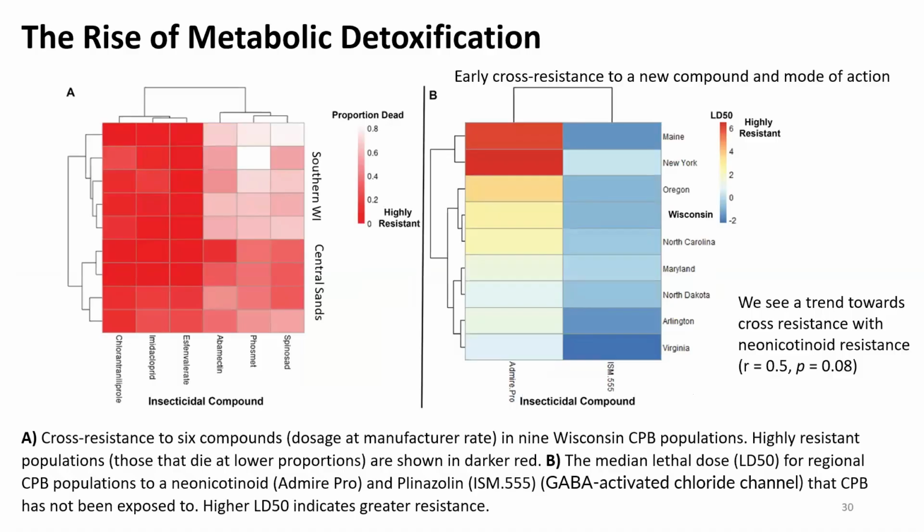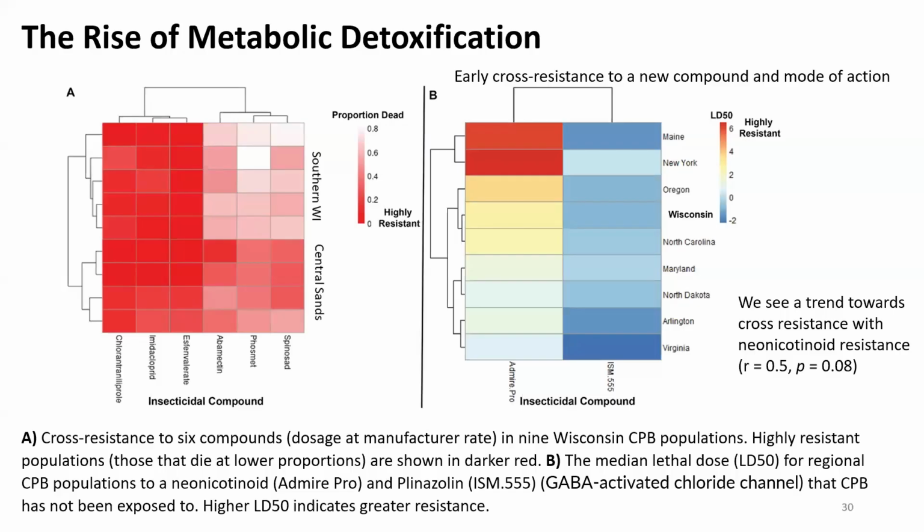And you can see the correlation in resistance. So red is highly resistant, and there are certain populations that are highly resistant to all 8 insecticides. Others have a more mixed status, like in southern Wisconsin, where there are some compounds they're not resistant to. So this metabolic resistance seems to be present, at least in some populations, to some compounds.